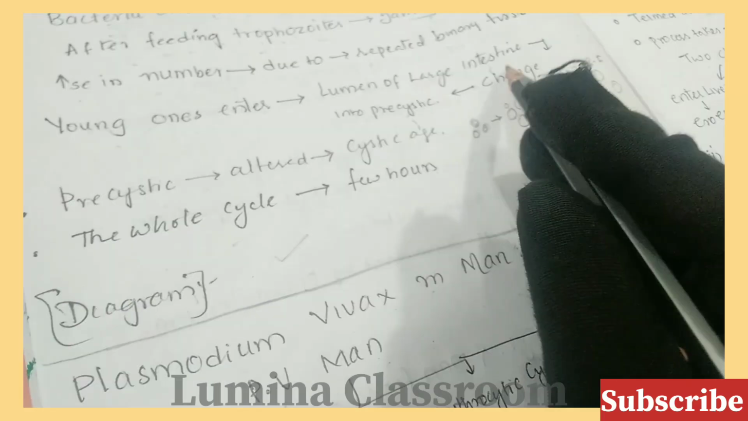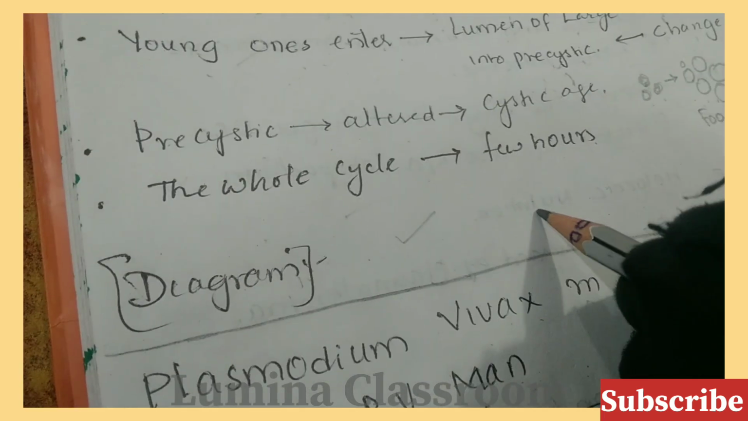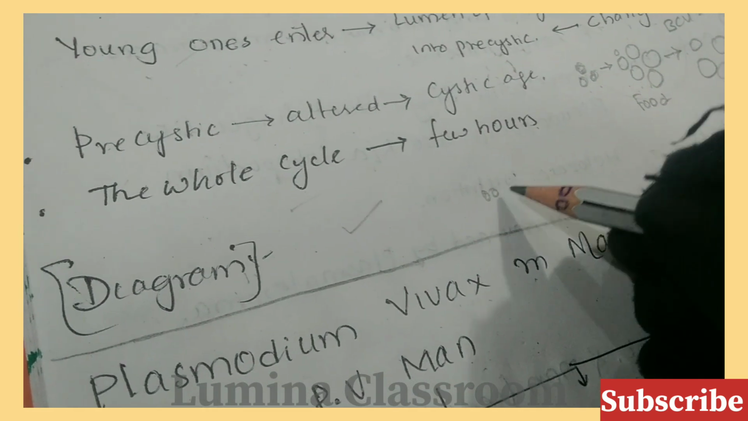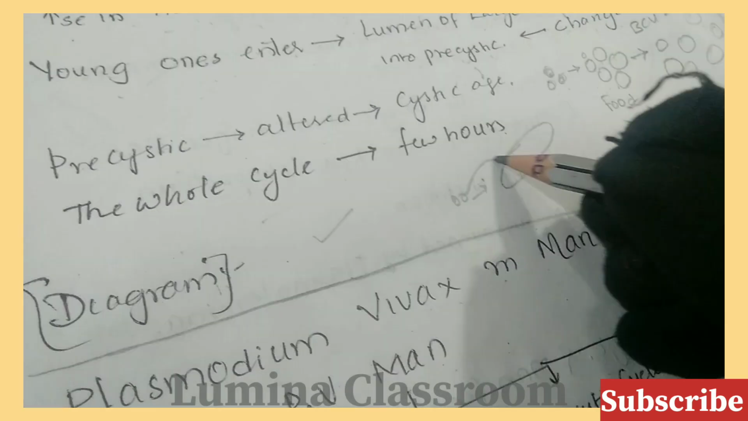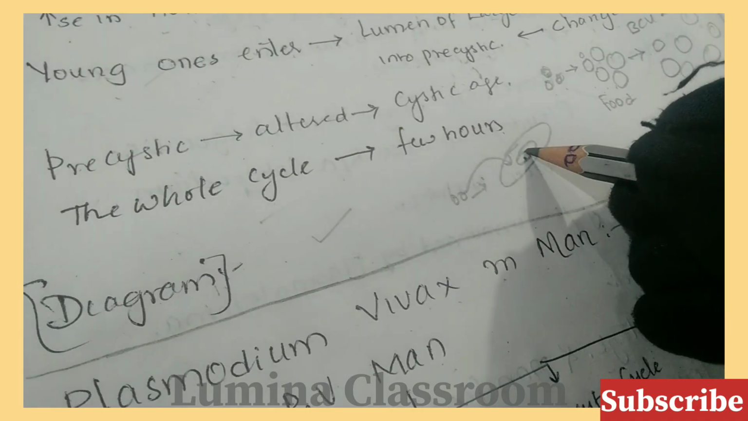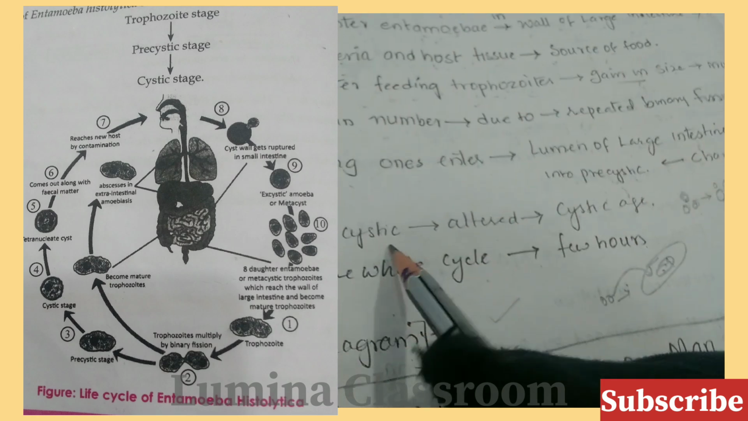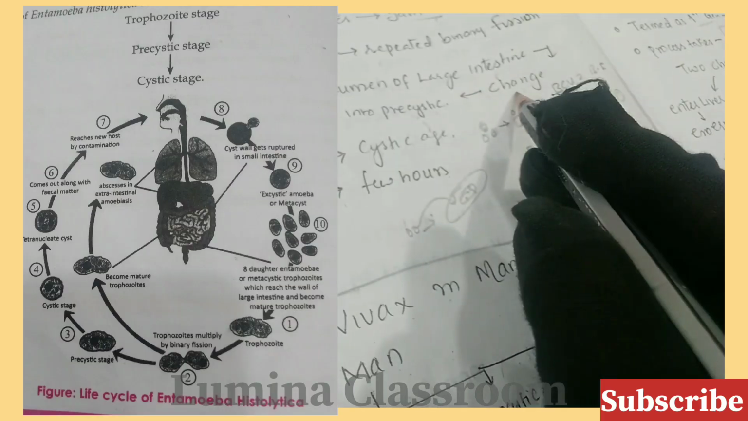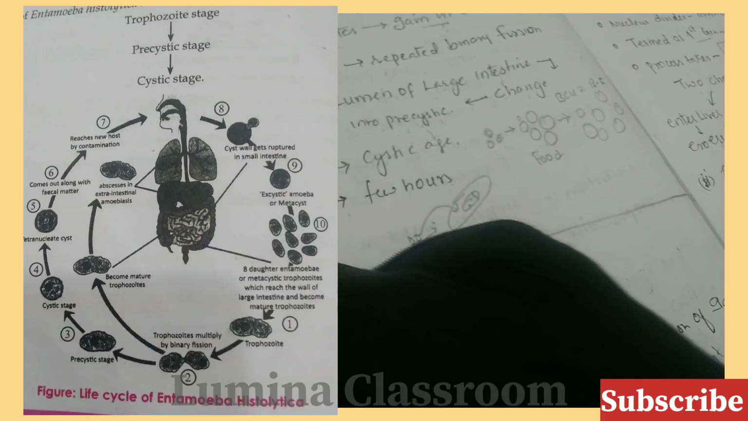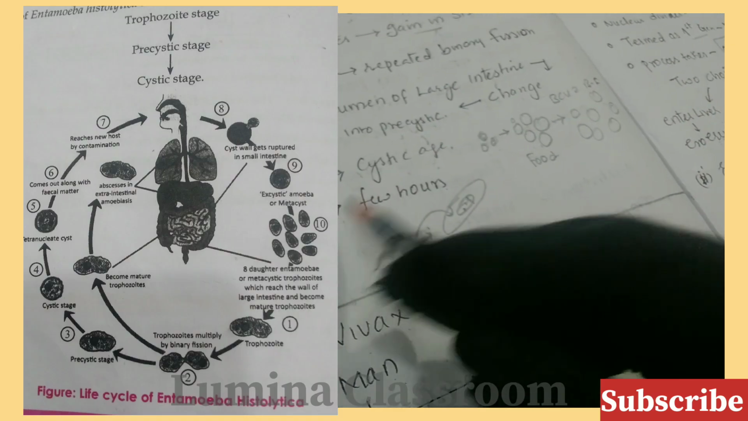Young ones enter the lumen of the large intestine and change into the pre-cystic stage. These are young ones. This is the large intestine. They enter into the lumen. When young ones enter the lumen of the large intestine, they change into the pre-cystic stage. Then the pre-cystic stage alters itself to form the cystic stage. The whole cycle takes a few hours.